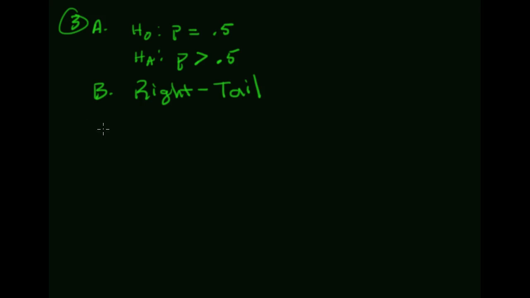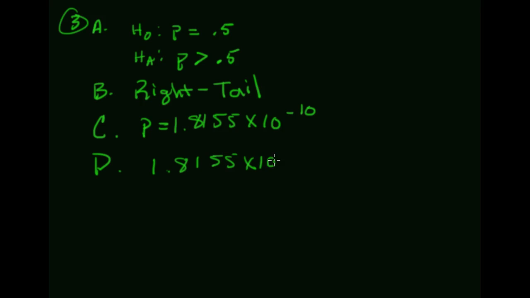All right, so let's drop in C here. And we got a p-value of 1.8155 times 10 to the negative 10th. All right, so part D here, that value, 1.8155 times 10 to the negative 10th, is way below 0.05, okay? Way below that. So we clearly have to reject the null hypothesis here.